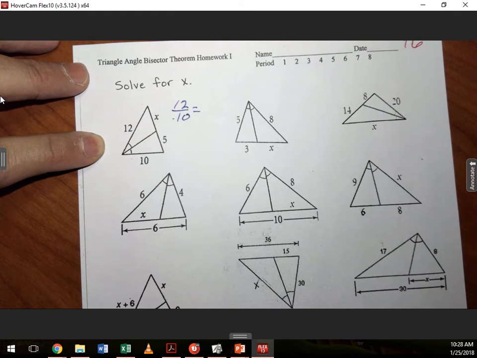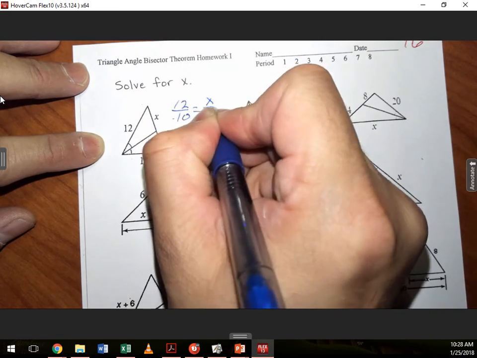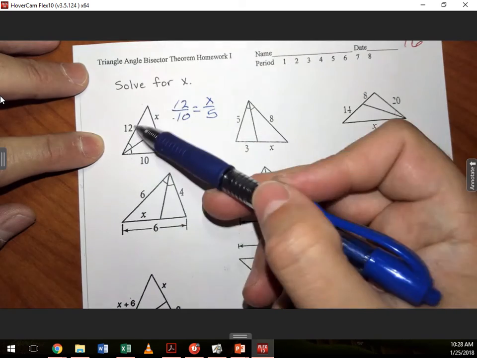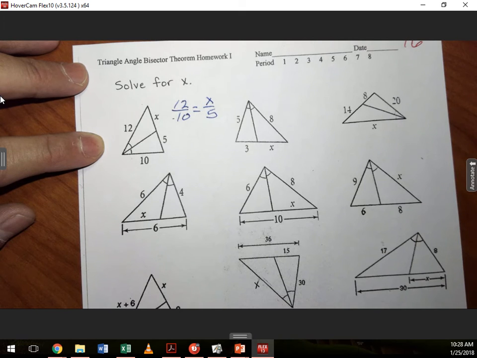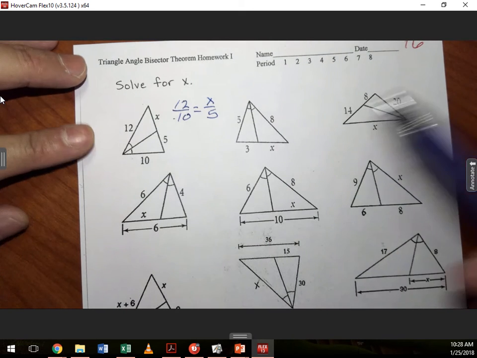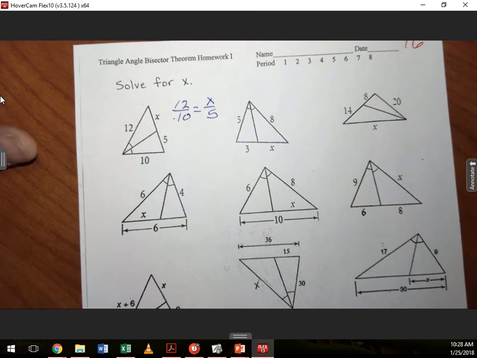So, Chris, how would I set up the second part without anyone else saying it? Because I know you know this. X over 5. Excellent. Very good. X over 5. There we go. So 12, same triangle here. 10 and 5, same triangle. Very good. Okay. You go through, solve for x. There it is. You got this?